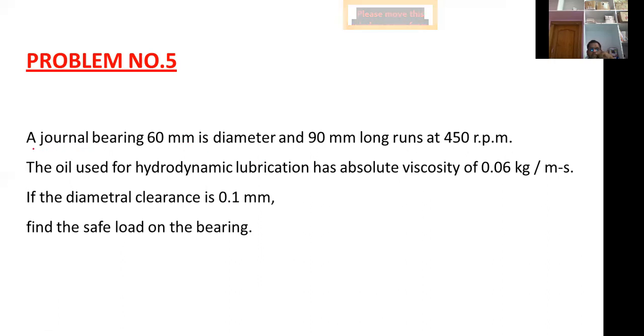Journal bearing. Here also we have to design for journal bearing. Here the diameter of the journal bearing is given, that is small d equal to 60 mm. This one is diameter d and 90 mm long, so this one is the length of the bearing, and this one is speed: 450 rpm, which means the speed of the shaft.